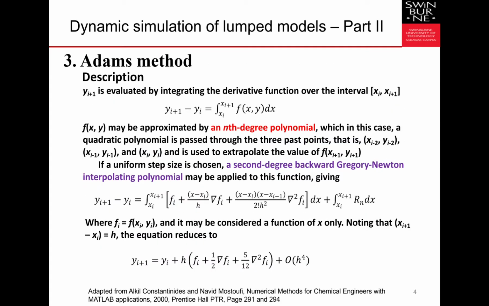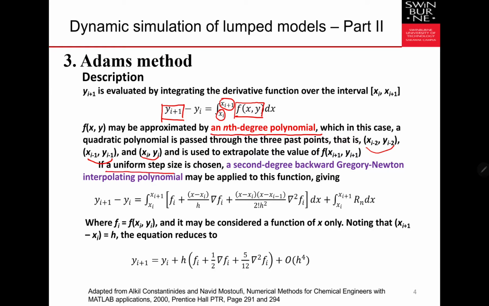Adams method. Let's say that we want to find the value of y i plus 1, then this can be obtained by integrating the derivative functions of f(x,y) over the interval x i to x i plus 1. Okay, so this one, the integration is from x i to x i plus 1. This f(x,y) can be approximated using an n-degree polynomial. In this case, a quadratic polynomial, which is passed through the 3 points x i minus 2, y i minus 2, x i minus 1, y i minus 1, and x i, y i.